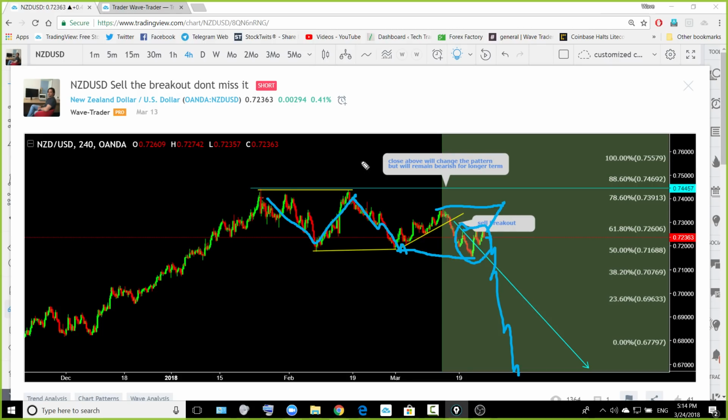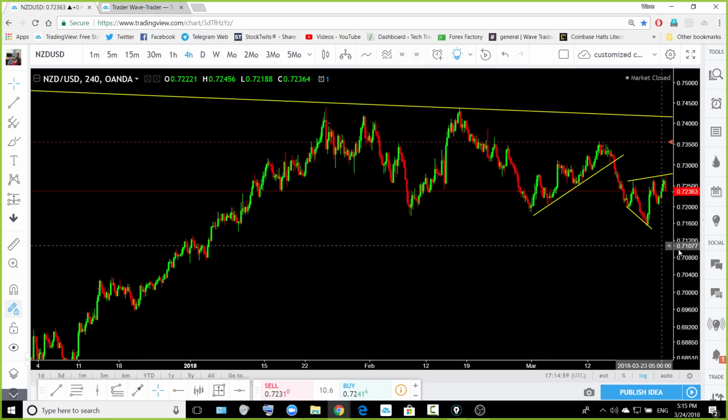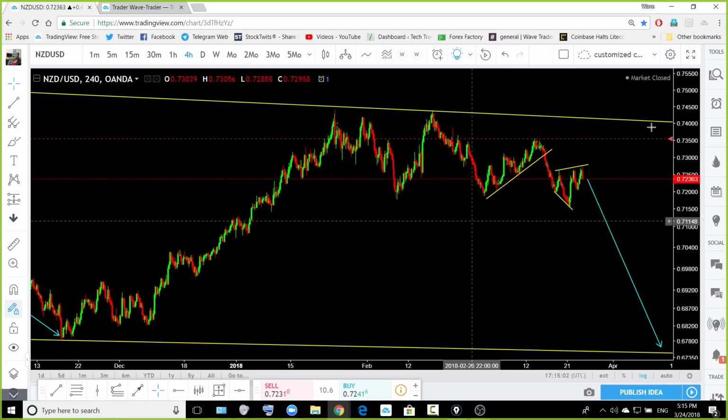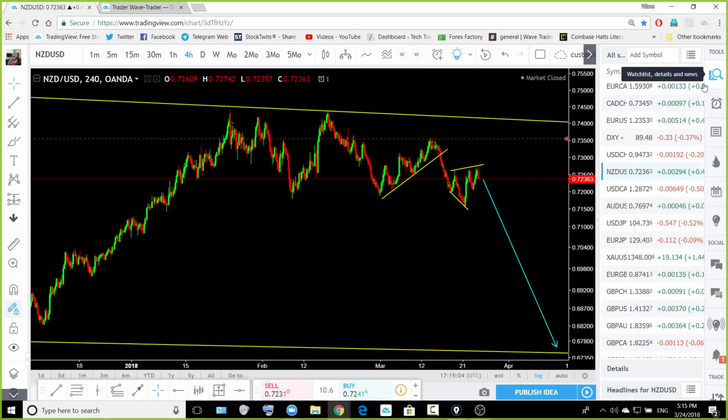Although we are still in a sideways market on the Kiwi dollar, it is not falling so aggressively to the downside. We were anticipating this pair to fall aggressively to the downside. So watch that 15-minute time frame and look for continuation to the downside.